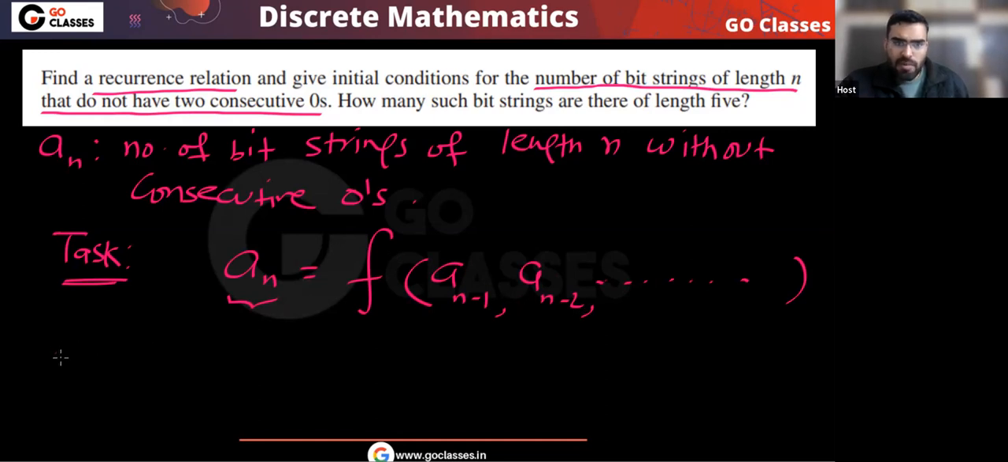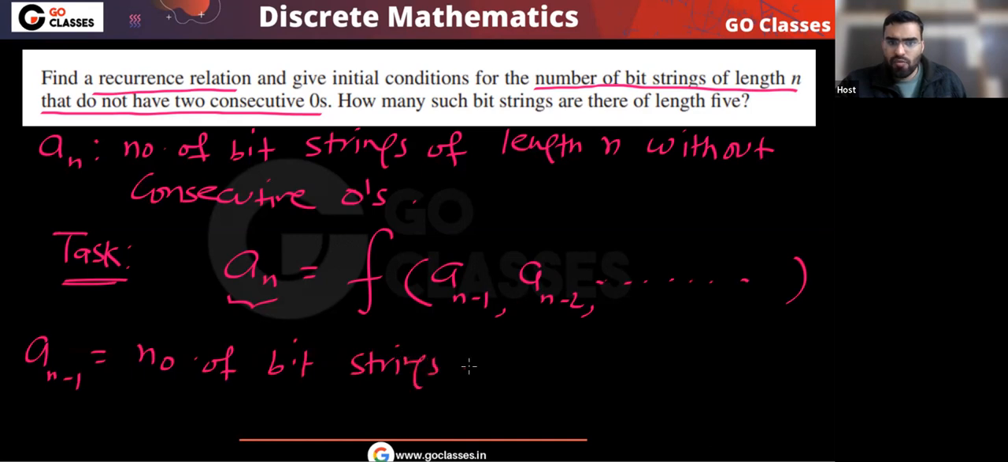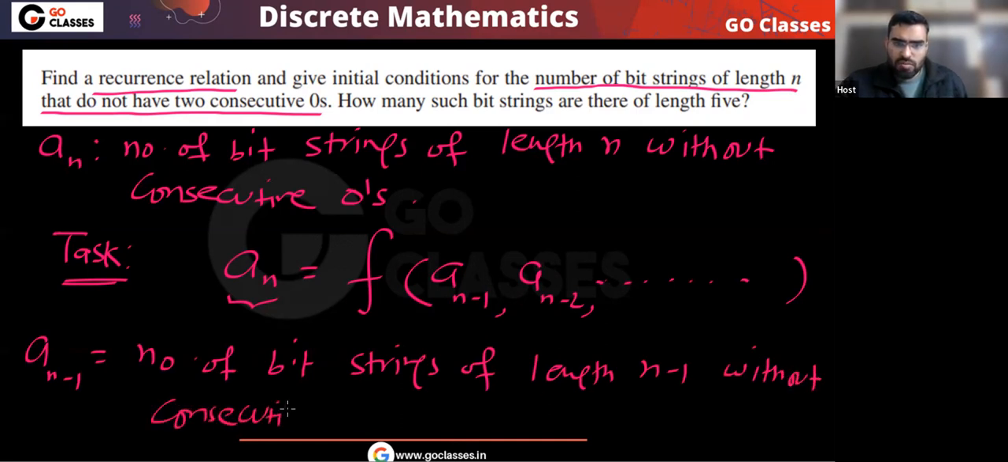Can anyone tell me what an minus 1 is? From this you can notice an minus 1 means length n minus 1. So this is basically the number of bit strings of length n minus 1 without consecutive zeros. Now you can very easily write.